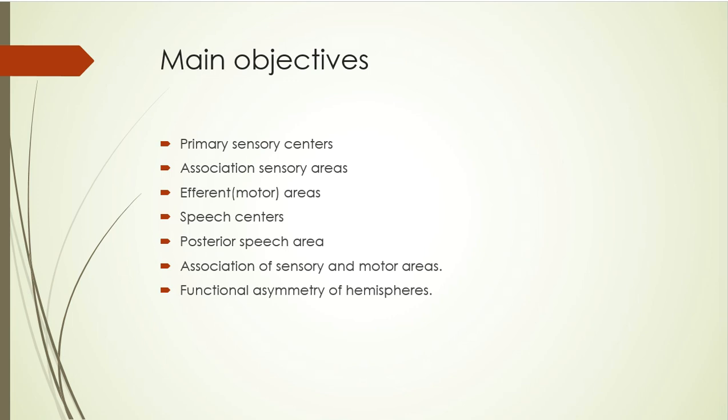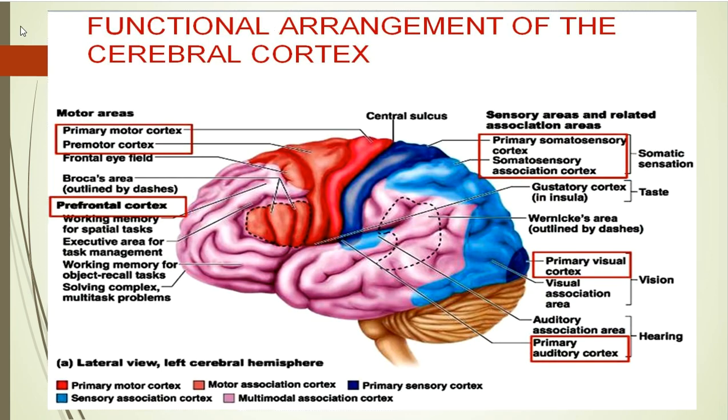And here we can see two areas, motor areas and sensory areas. The central sulcus divides both these areas, and here we can see the frontal lobe, parietal lobe and occipital lobe. Here the parietal lobe, occipital lobe, and here the temporal lobe.